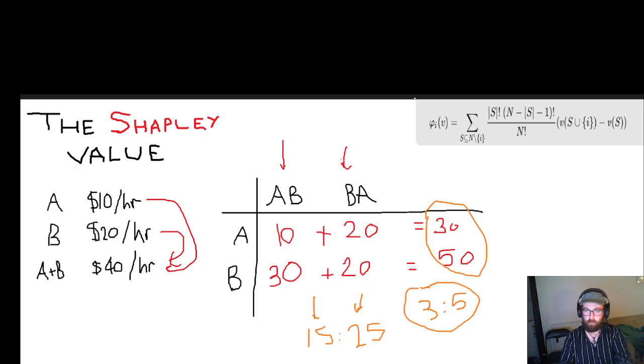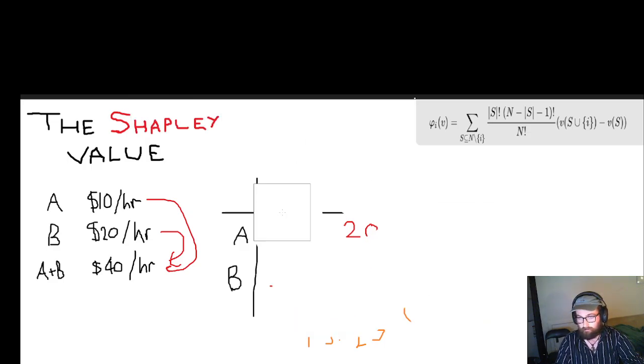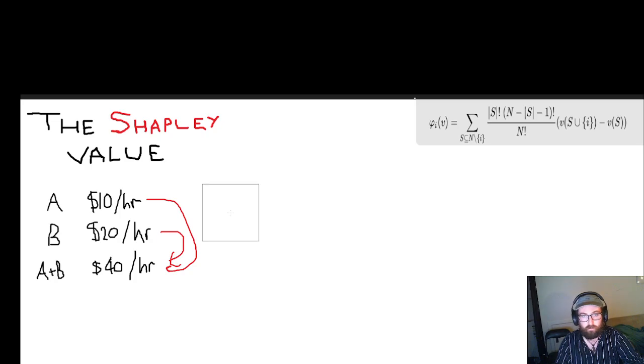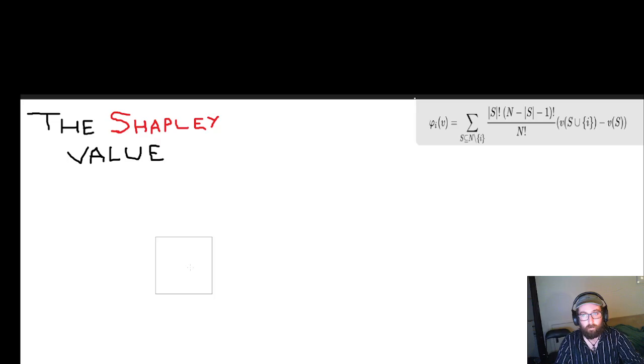Now the reason I show the math behind it is because we're now going to add a third person into the system to show how much more complicated things are going to get. So let's do that. I'm going to write them up here now. So we'll stick with some of the similar numbers. I'm just going to write the number here, not the per hour.